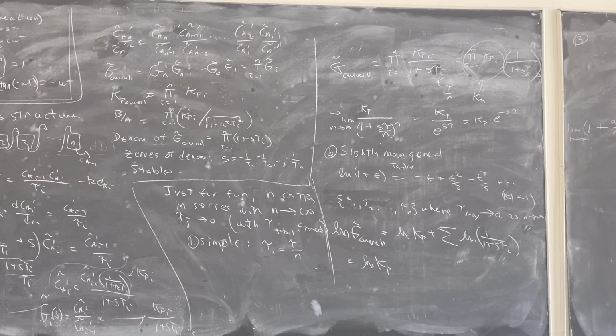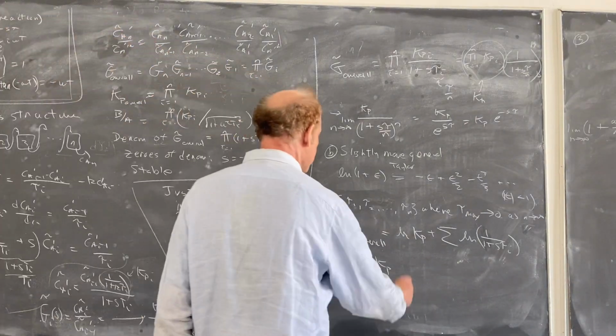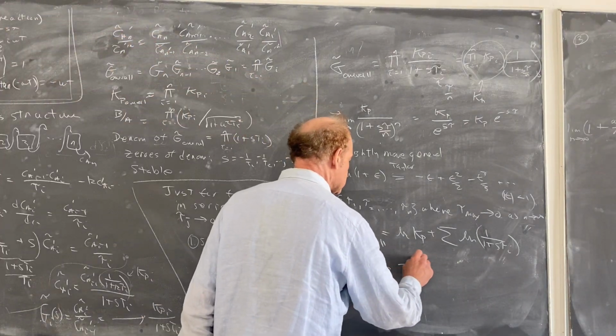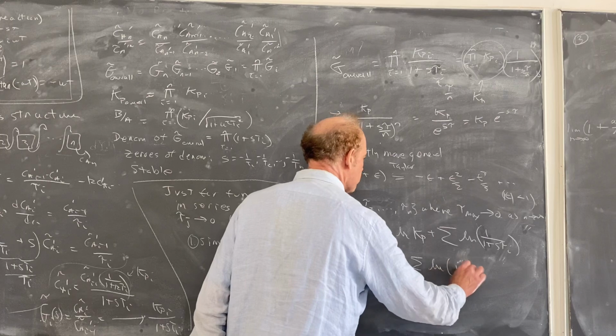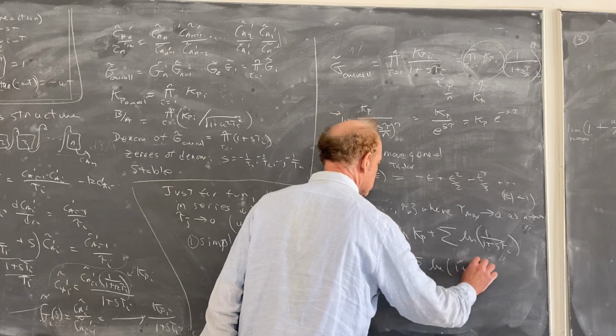What's that? Log of 1 minus log of x. And what's the log of 1? 0. So it's just minus the log of x. So this is equal to minus the sum of the log of 1 plus s tau i.